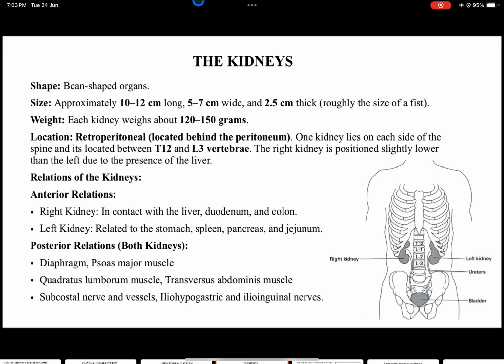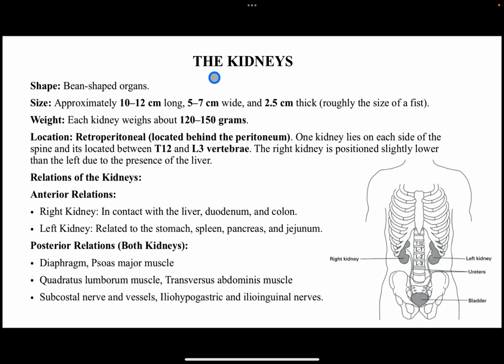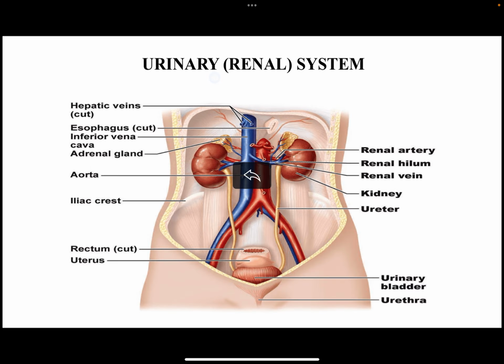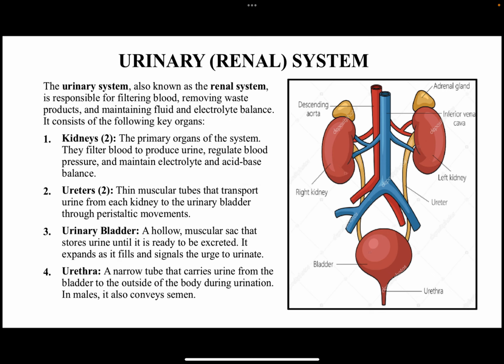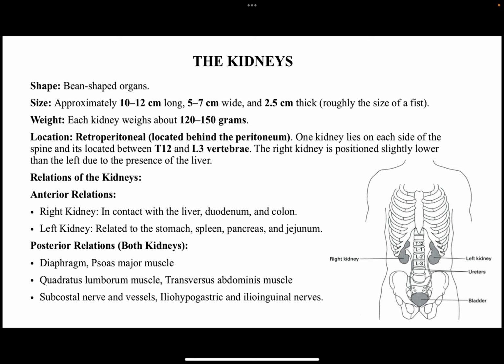Now, the kidneys. Like we said earlier, the kidney is the main organ. So now we are going to look at these four organs of the urinary system one after the other, beginning with the kidneys. The kidney is basically a bean-shaped organ. We have two kidneys, the right kidney and then the left kidney.